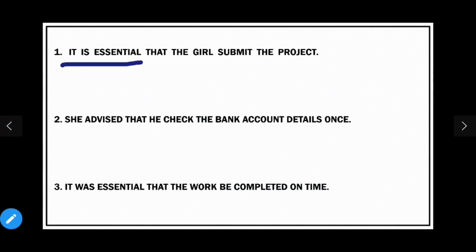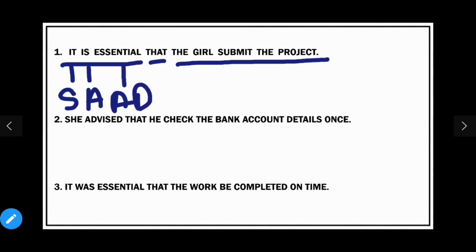It is essential that the girl submit the project. So according to the rule, it is the subject with the auxiliary verb, essential is the special word, which is an adjective here, then that, then the girl, which is the subject, then submit, the root form of the main verb. Because in subjunctive mood, when we write the main verb with any third person singular subject, like the girl or whatever it is, we shall use the base form of the main verb, which is V1 form, and then the object.